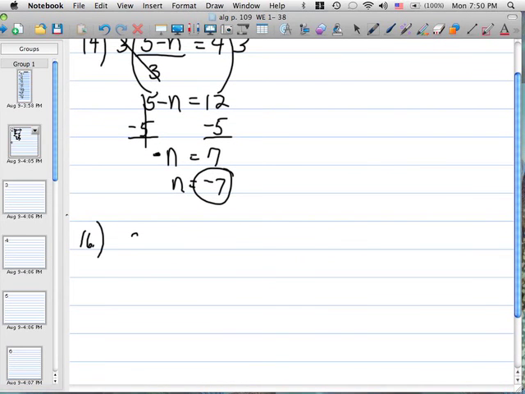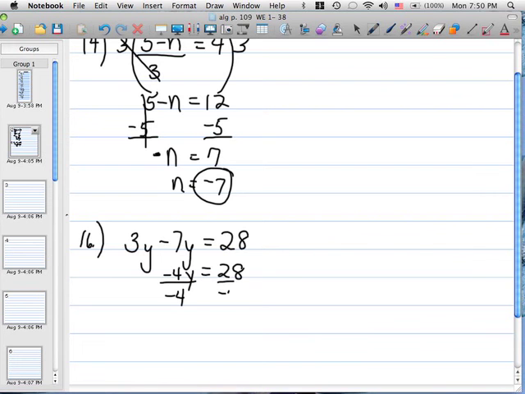Problem number 16, 3y minus 7y equals 28. This side can be simplified since I have two like terms. 3y take away 7y is negative 4y equals 28. The opposite of multiplying by negative 4 is dividing by negative 4. So I have y equals negative 7.